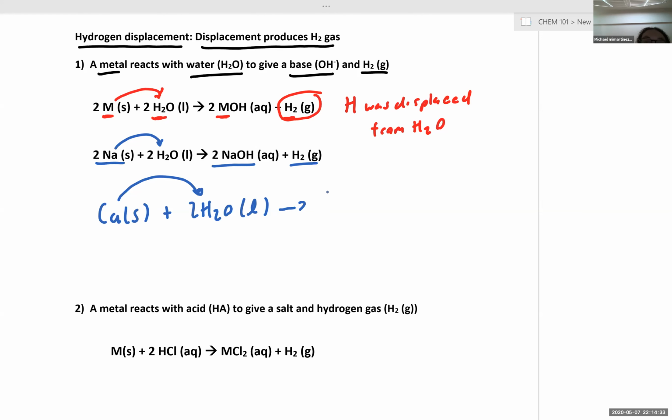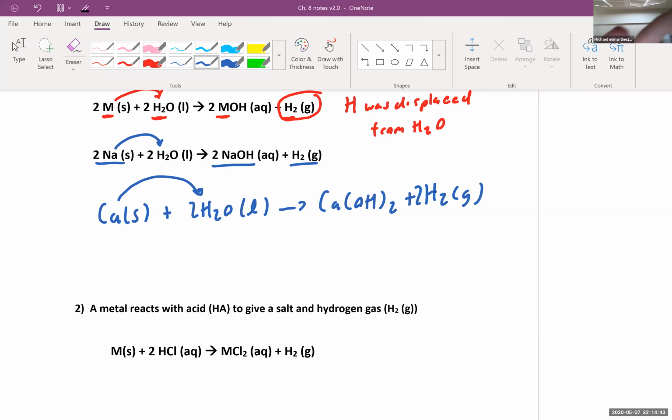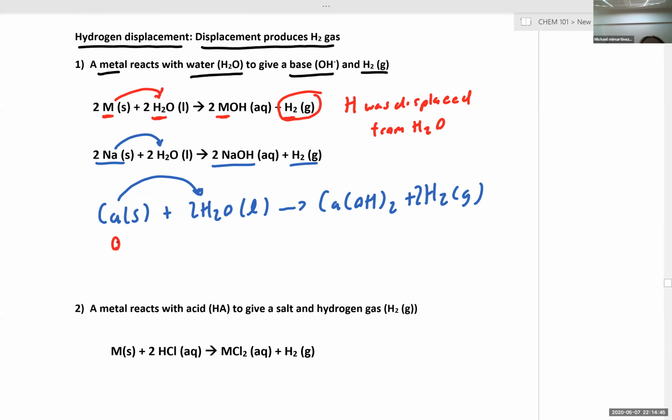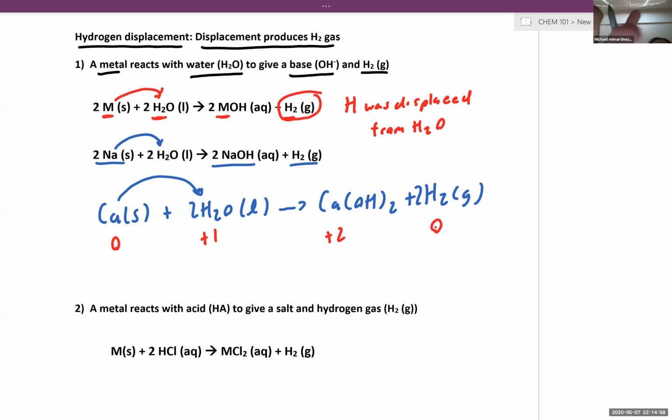Calcium hydroxide, exactly right. And as hydrogen is displaced, we generate hydrogen gas. This displacement reaction is in fact a genuine redox reaction as we go from calcium 0 to calcium +2, and hydrogen goes from +1 to 0. So these hydrogen displacement reactions are genuine redox reactions.